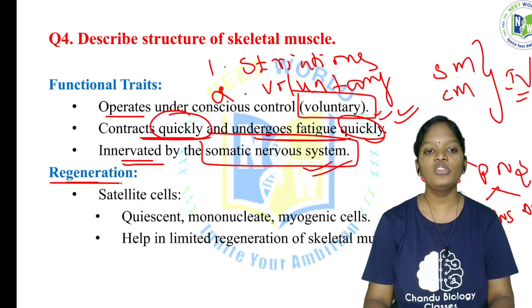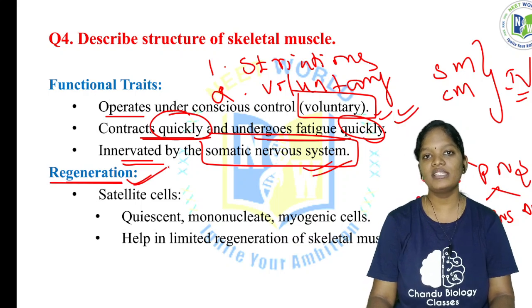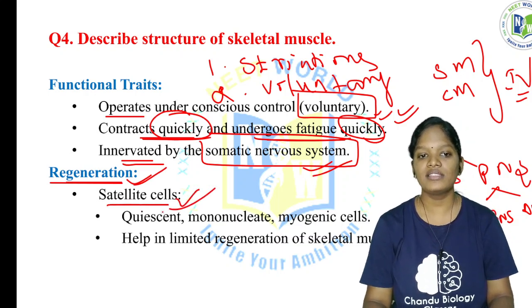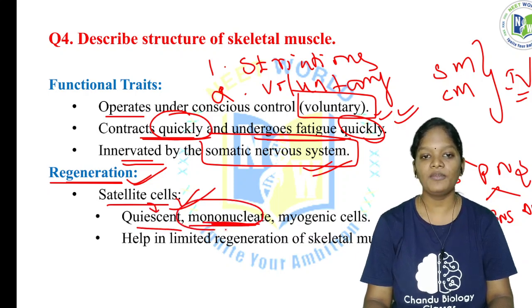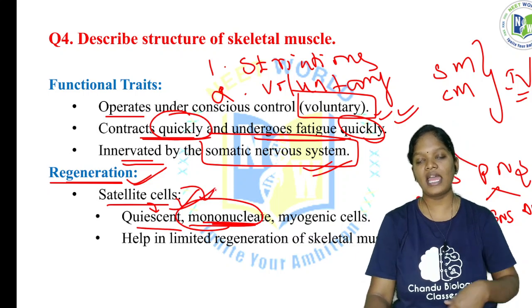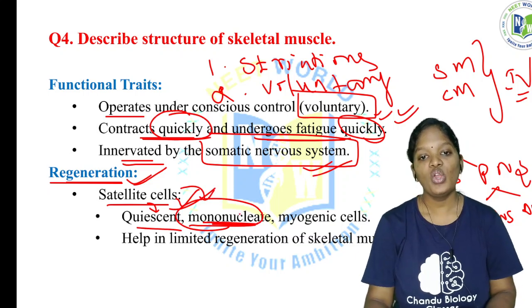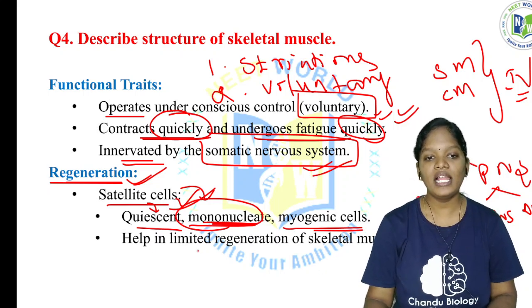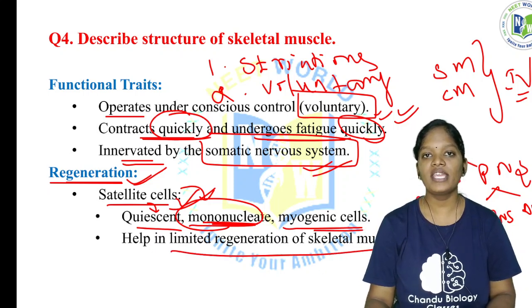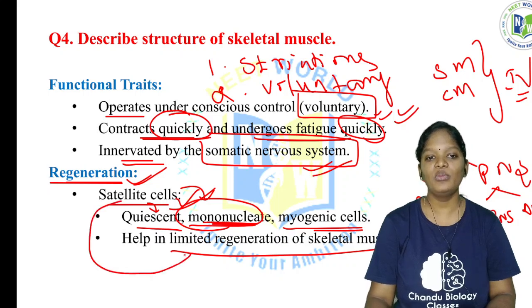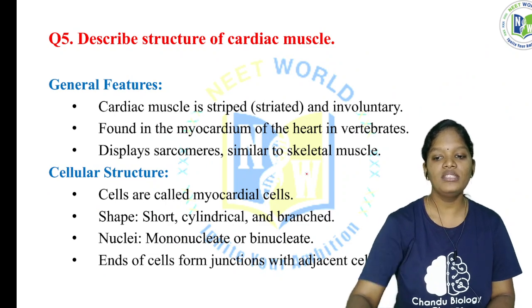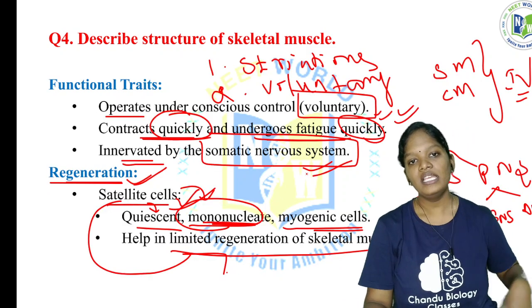So what about the regeneration process? How is the muscle cell getting regenerated? Because they have satellite cells. Satellite cells are in a quiescent stage, mononucleate, and are myogenic cells. So this helps in the limited regeneration of the skeletal muscle. So satellite cells are the ones involved in the limited regeneration of skeletal muscles. So this is the structure of the skeletal muscles.